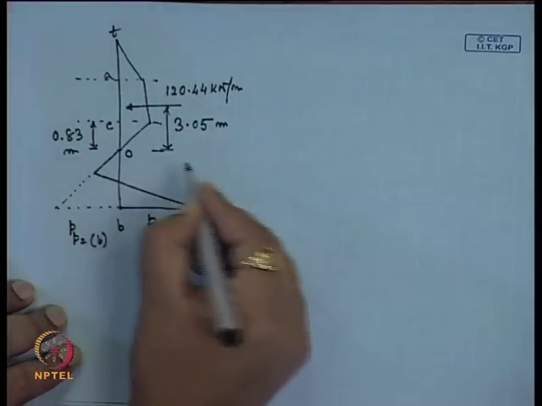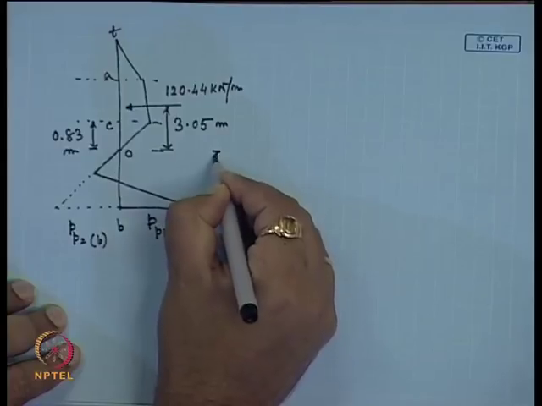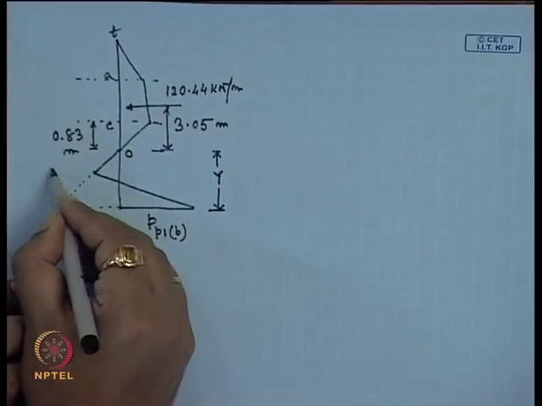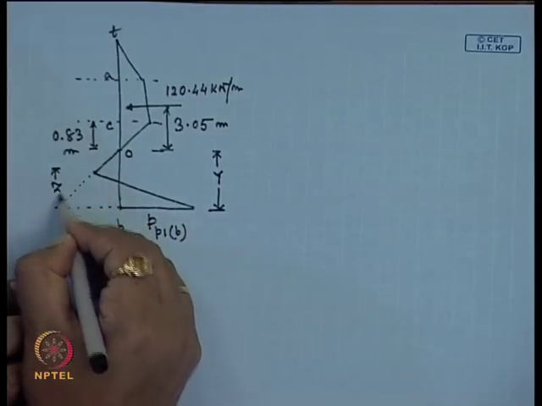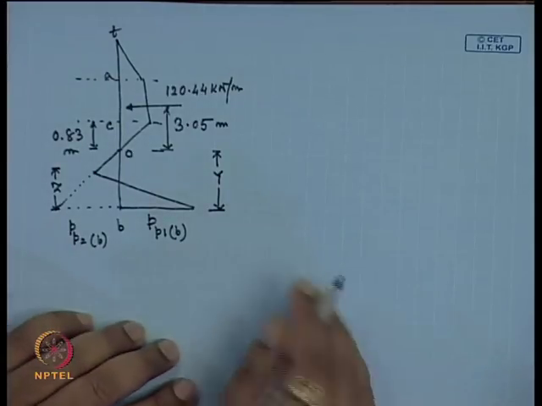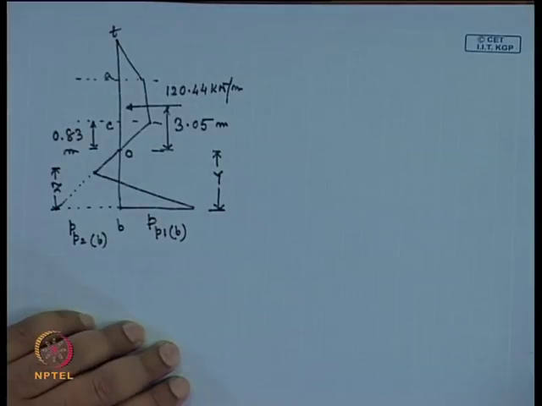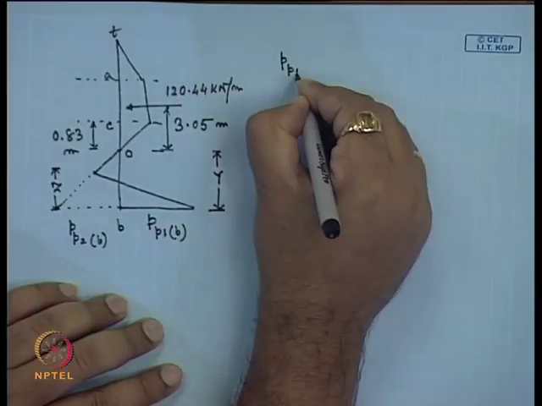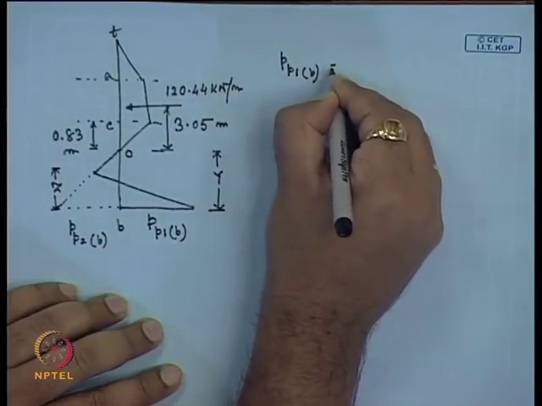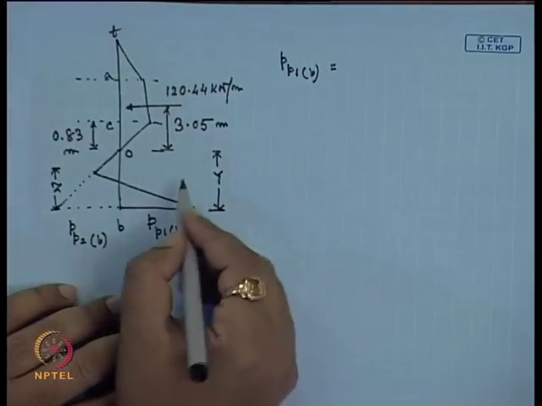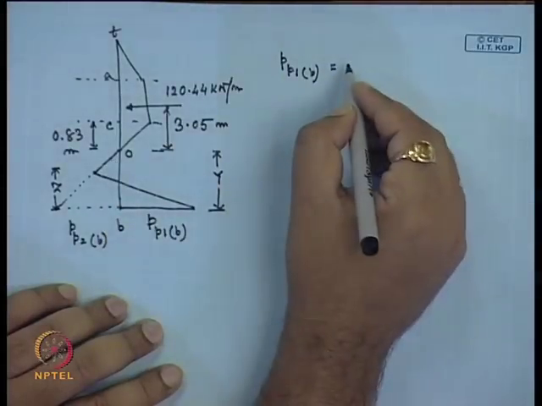Now, point O is at a distance of capital Y from the base of the sheet pile, and this edge of this triangle is at a distance of Z from the base of the sheet pile. Now, first we will calculate the value of P_P1B. That value we can calculate, because that thing we have already calculated in the previous class.